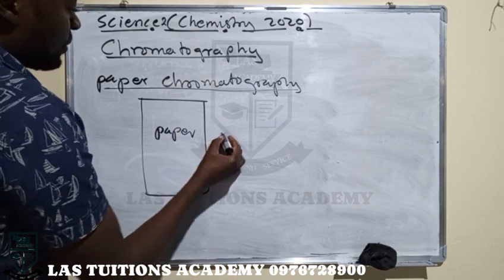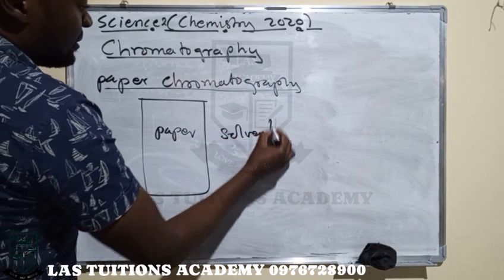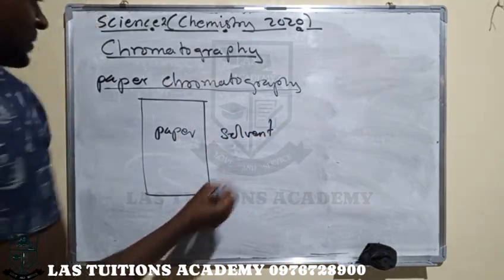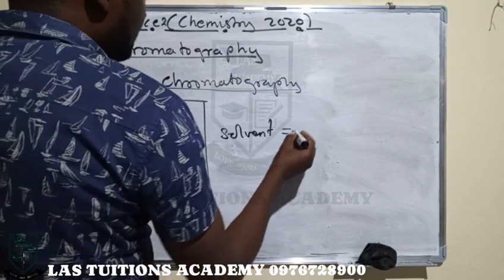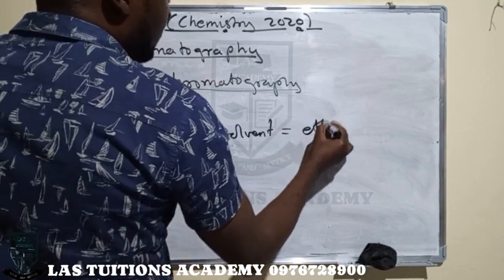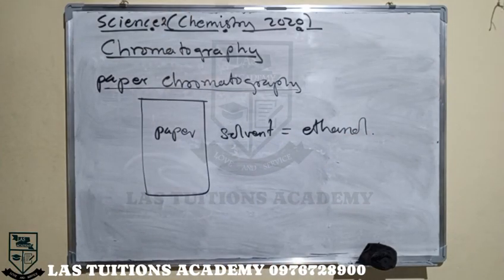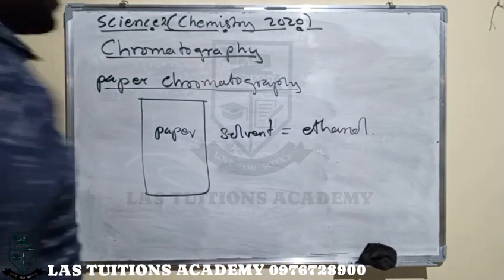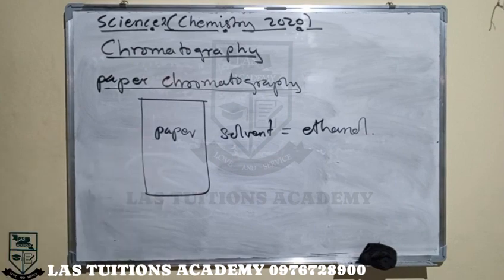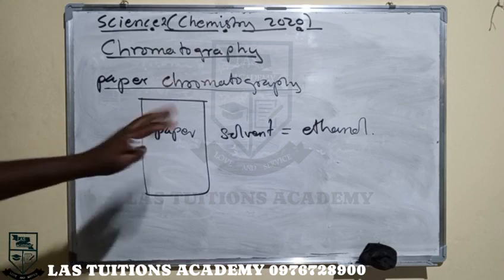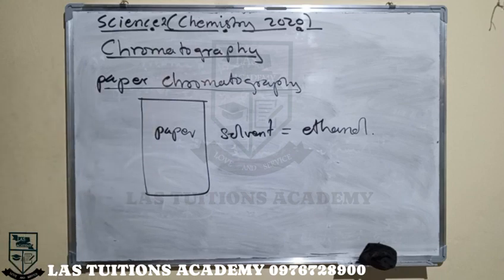Then the solvent that is used here is ethanol. Ethanol is some kind of an alcohol. So ethanol is what we use here. Now I'll explain how this works and how it can be used to do whatever we want to do.